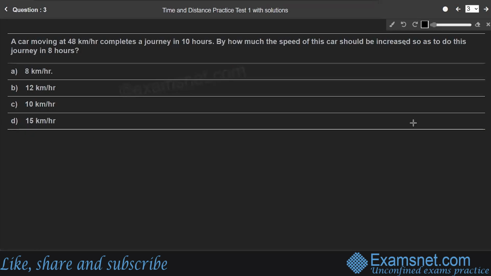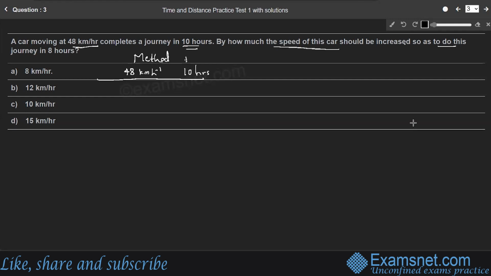Question 3. A car moving at 48 km per hour completes a journey in 10 hours. By how much should the speed of this car be increased so as to do this journey in 8 hours? Here, students, there are two methods to solve this type of question. The first method, method 1, is the simplest method. Here, we'll consider the first condition in which the car is moving with the speed of 48 km per hour, and it completes its journey in 10 hours, right?